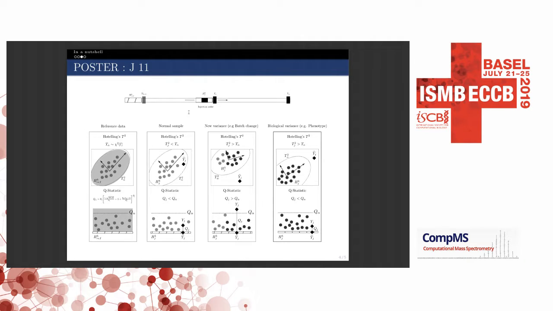For example, a change of batch will cause this. The other error you can commit is that when you project the sample on the plane, it falls outside the normal deviation. This could be due to a phenotype or to the concentration of the sample. By combining both, we can characterize, qualitatively and quantitatively, the events in the whole experiment.